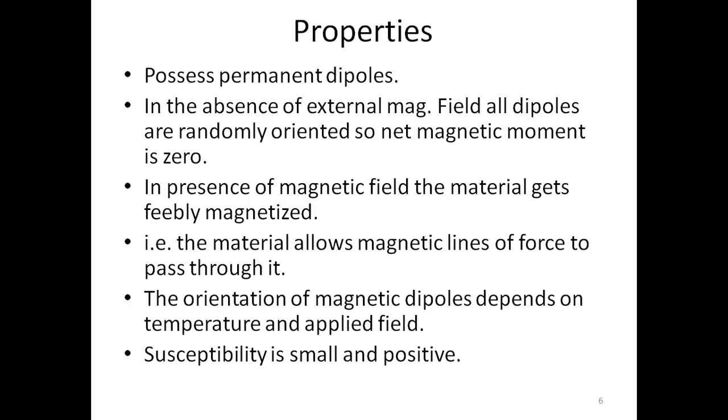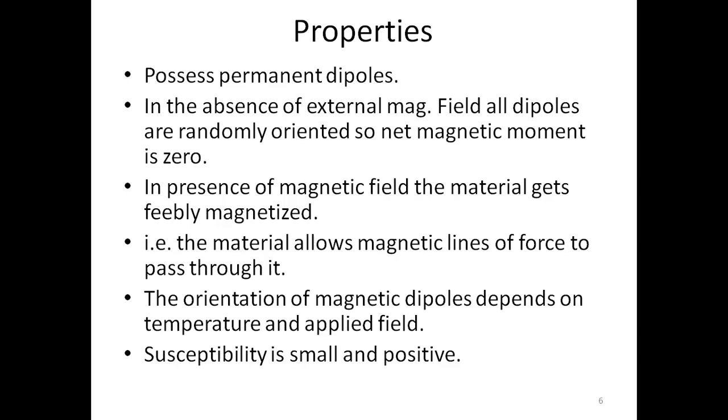What are the special properties that paramagnetic materials have? They possess permanent dipole moments. In the absence of an external magnetic field, all the dipoles are randomly oriented, and the net magnetic moment is zero. This is very, very important. If you don't apply an external magnetic field to this paramagnetic material, the net magnetic moment will be equal to zero.